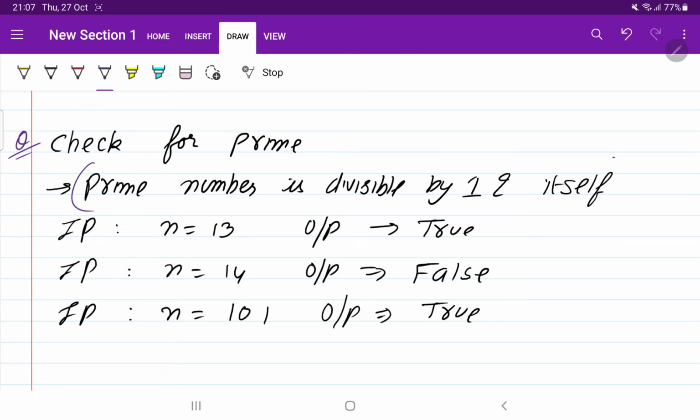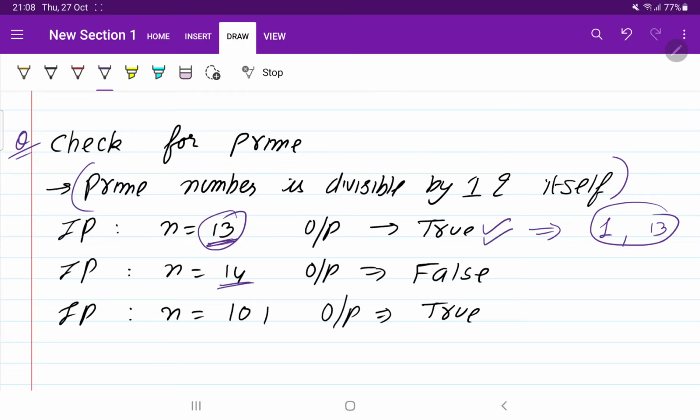So what is a prime number? We know that a prime number is a number that is divisible by 1 or by itself. If I give the input 13, you have to return whether it is a prime number or not. We know that 13 is divisible by 1 and 13. So yes, it is a prime number, so we need to return true.